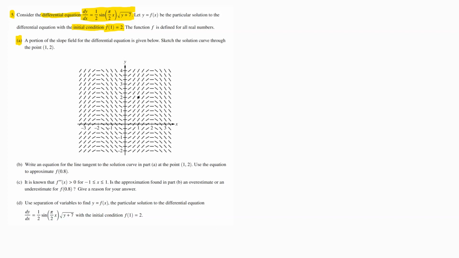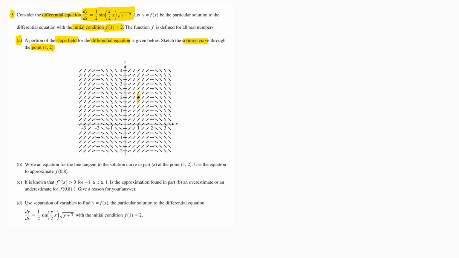Then part A is specifically saying, all right, you've got this slope field down below here. So that's a graph of the slopes based upon our differential equation. It's basically a graph of that derivative up above. And then they want us to sketch the solution curve through that point 1, 2. Well, the point 1, 2 is sitting on our graph right here.